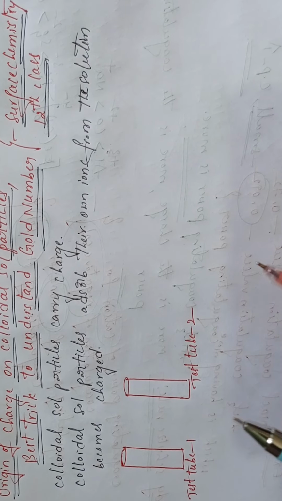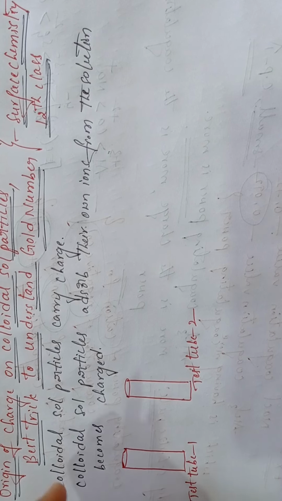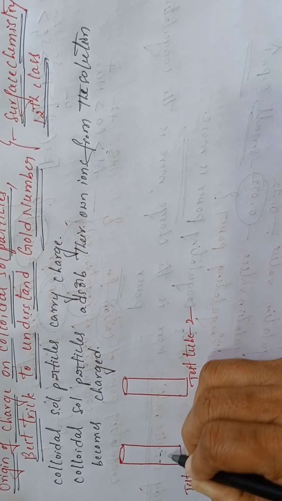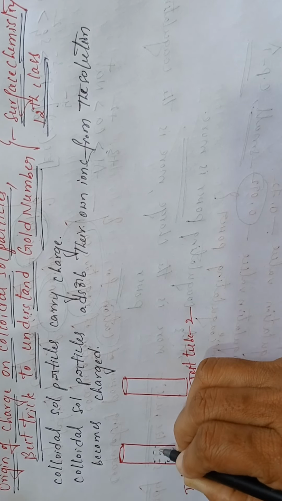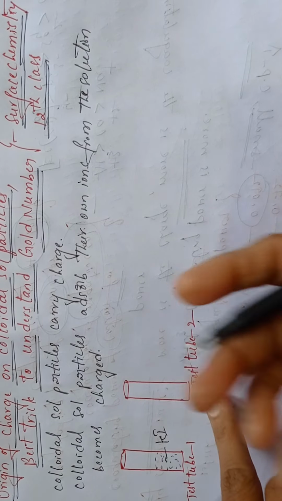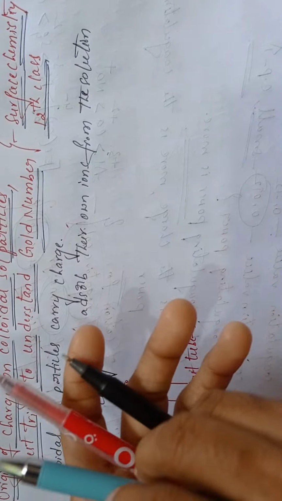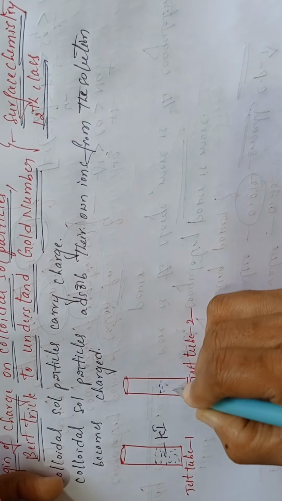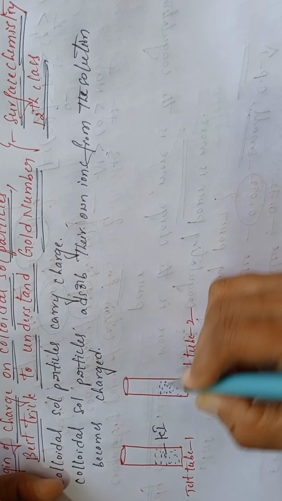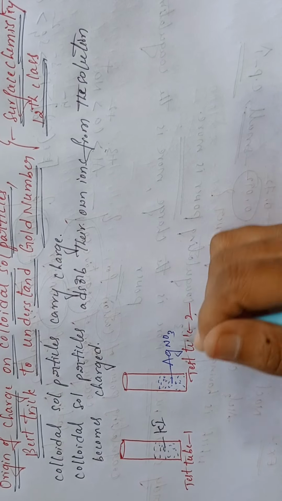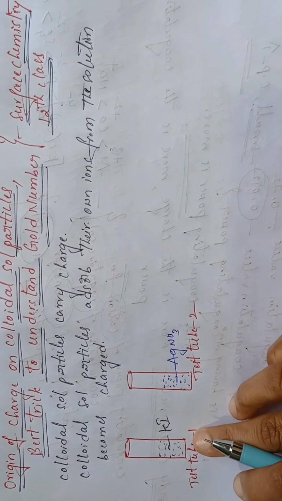Now see students, in test tube 1 I'm taking the KI solution. Which solution is this? Potassium iodide. In the other test tube, I'm taking silver nitrate solution. Are you clear? This is silver nitrate, and this is potassium iodide.